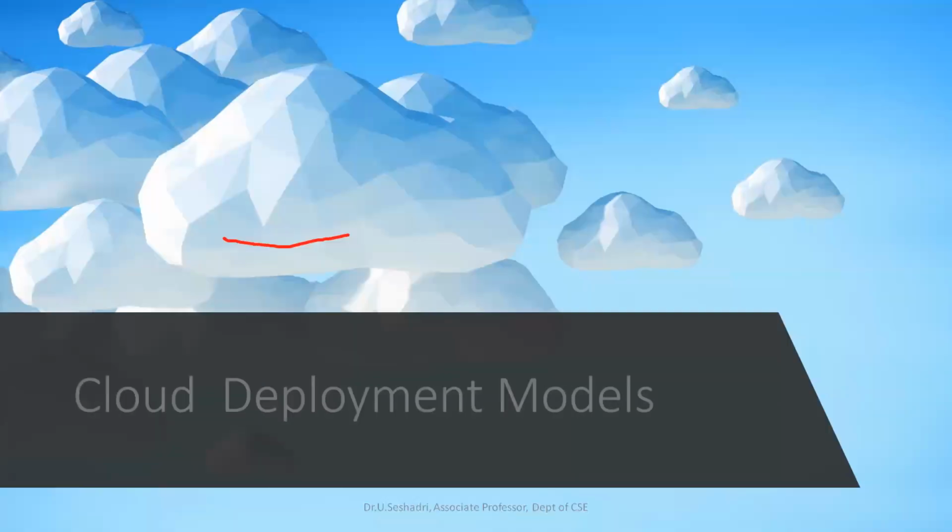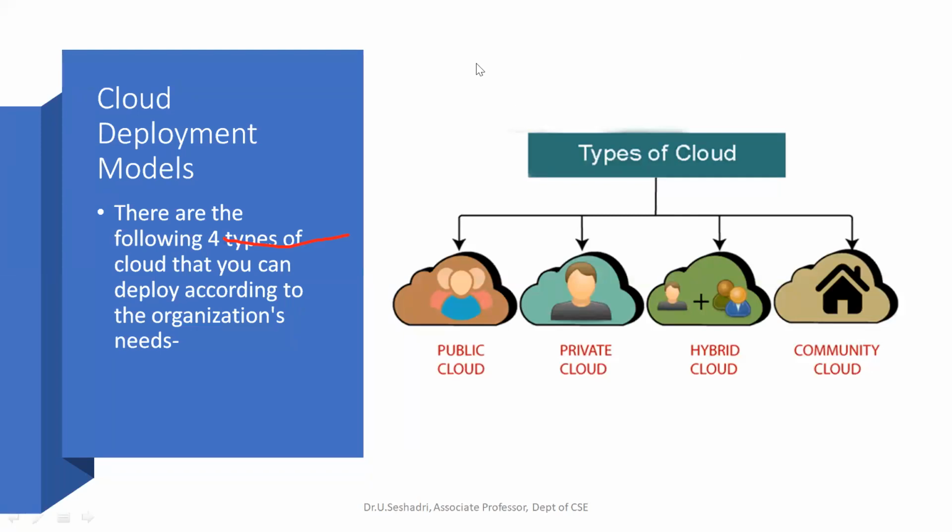Okay. Now, in this session, what cloud deployment models are there? There are four types of cloud deployment models: public cloud, private cloud, hybrid cloud, and community cloud. Those are the four types of cloud deployment models. Now we'll see one by one what is public cloud, private cloud, hybrid cloud, and community cloud.